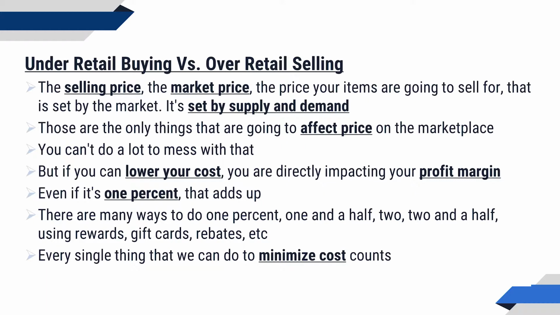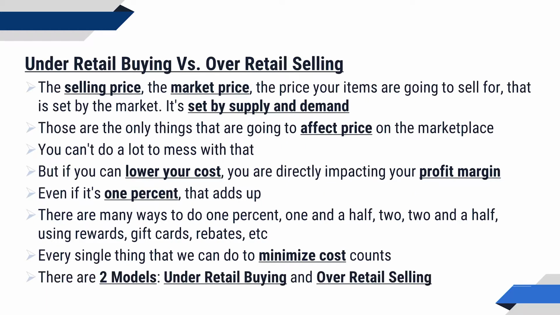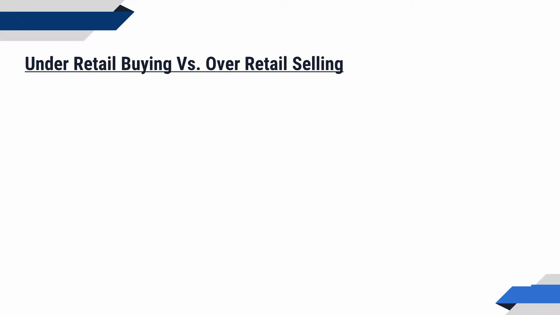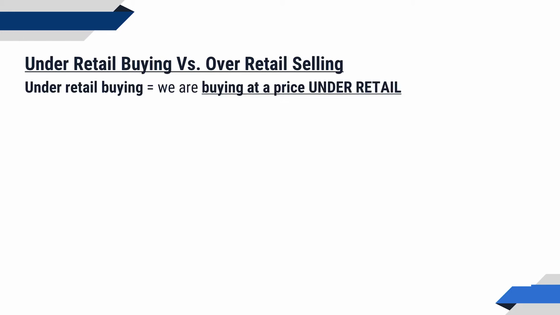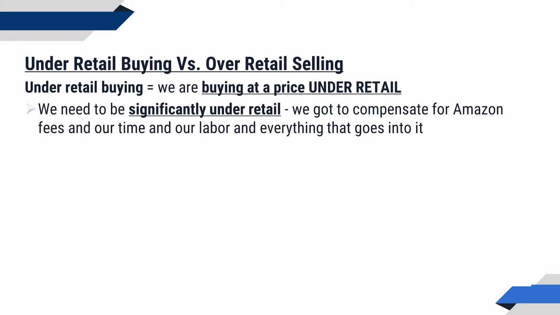Now, if you do both of them, great. But for the most time, we're going to do one at a time. Now, the under retail buying, just like what it sounds like, we are buying at a price under retail. And for the most part, we need to be significantly under retail, because if we're selling at retail or at the market price, we've got to compensate for Amazon fees and our time and our labor and everything that goes into it. So you want to be able to buy as far under retail as possible.